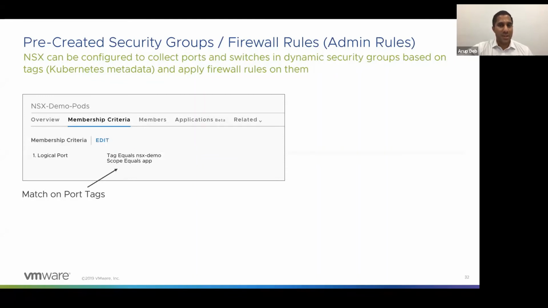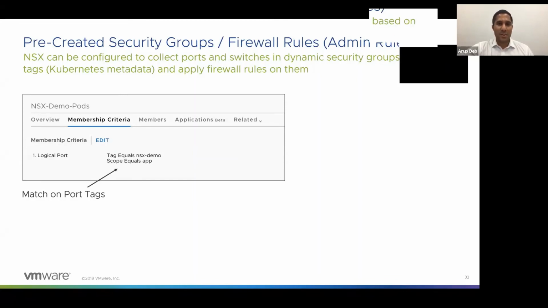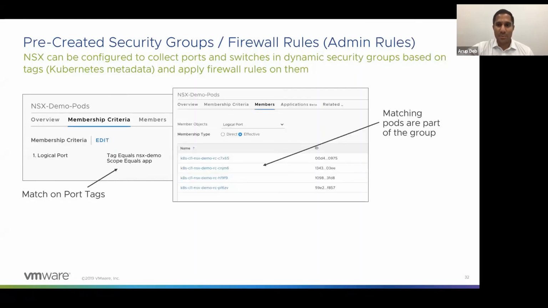And how do we define the membership? The membership is based on tags. So we'll say that, well, in this case, for our NSX demo pod group, let's match tag NSX demo and scope equals app. So any containers that the developers created with those tags will jump into that group. That way you see that actually, if you look at the members of this group from the NSX side, it's going to show up the matching pods based on those membership criteria.